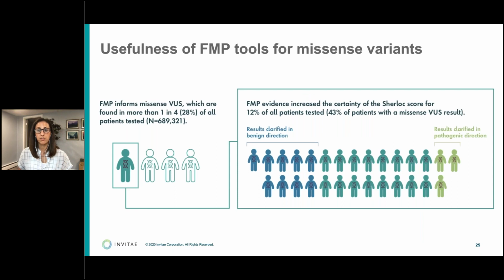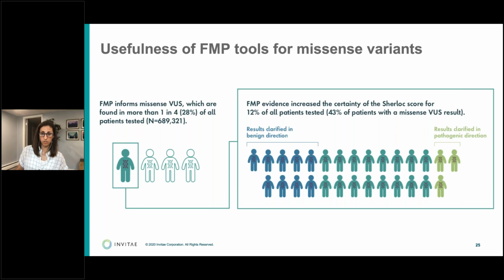So now that we've demonstrated how these tools are developed and that they perform really well at predicting pathogenicity for missense variants, I wanted to demonstrate the impact that these tools can have on patients being tested at Invitae. We know that clinically it is important to determine if an unknown variant is likely to be associated with disease or not. And we wanted to understand how many patients with missense VUSs would receive a more definitive classification either towards benign or towards pathogenic with the implementation of our FMP tools into our variant classification.